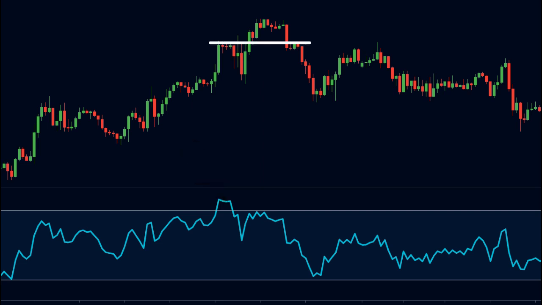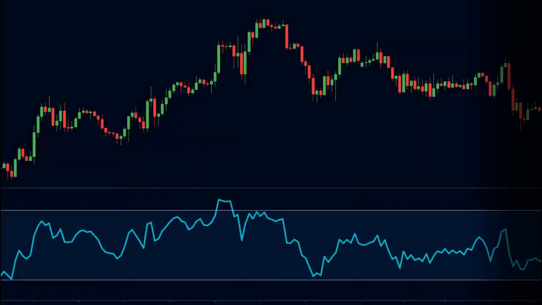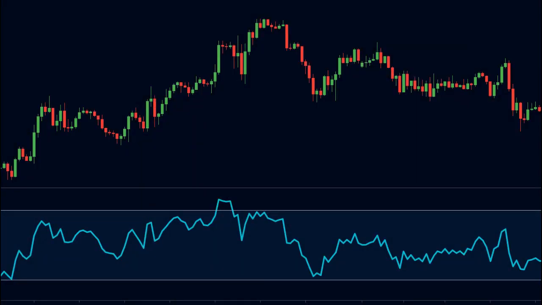Then we see that the price breaks above the previous high and creates a higher high. But the RSI does not break the previous swing point. Therefore, it creates a lower high. So, the price has made a higher high, but the RSI has made a lower high. This is a bearish divergence. So we now want to sell.